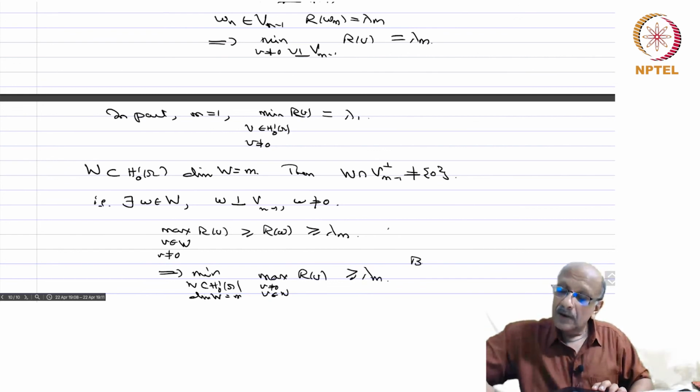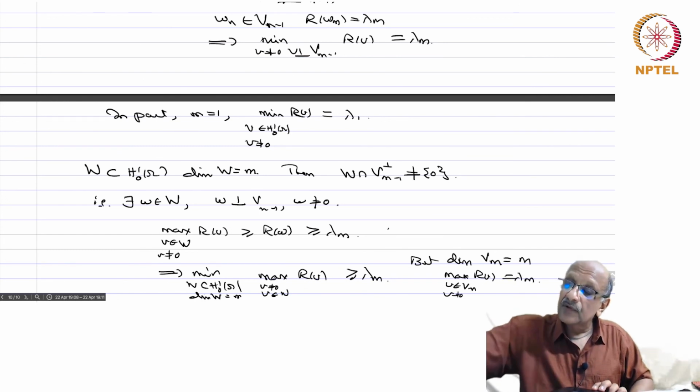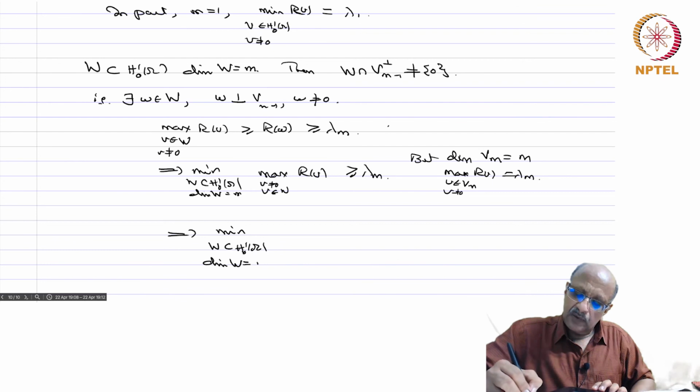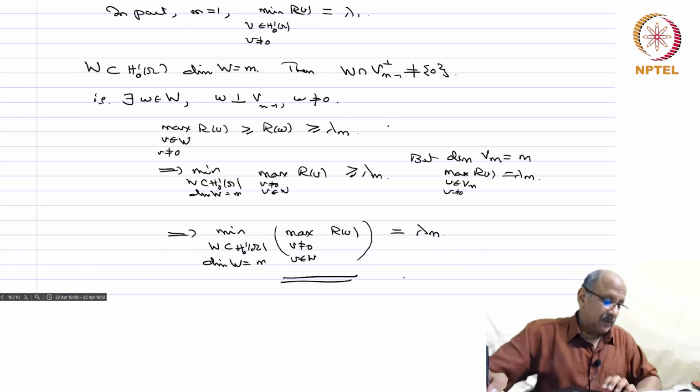But dimension of Vm equals m, and max of R(v), v in Vm, v not equal to 0, is in fact equal to lambda m, and therefore that completes the proof. And therefore this implies that min over W contained in H10 of omega, dimension W equals m, of max v not equal to 0, v in W, of R of v, is in fact equal to lambda m. So, we have proved this theorem completely.